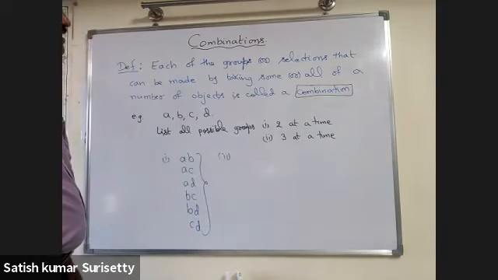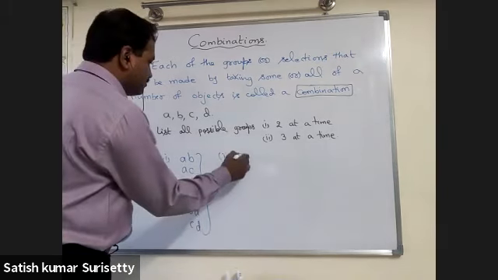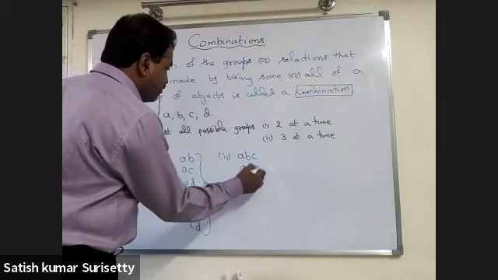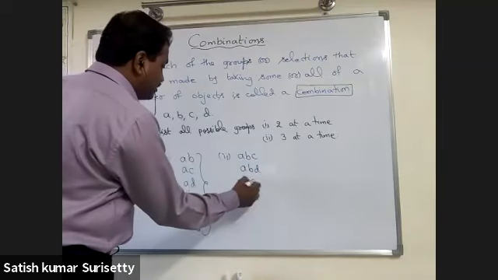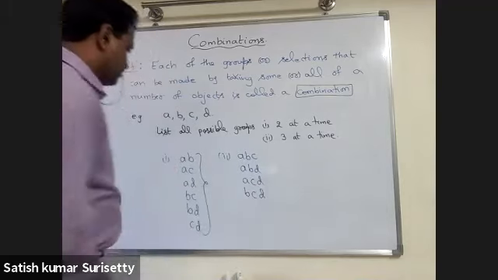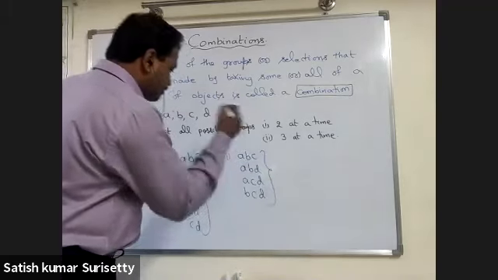Next, take 3 at a time. ABC, ABD, ACD, BCD. That means there are only 4 possibilities.